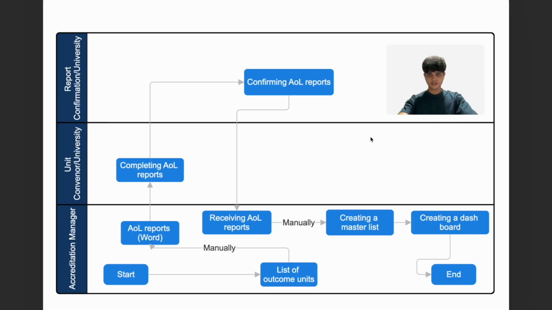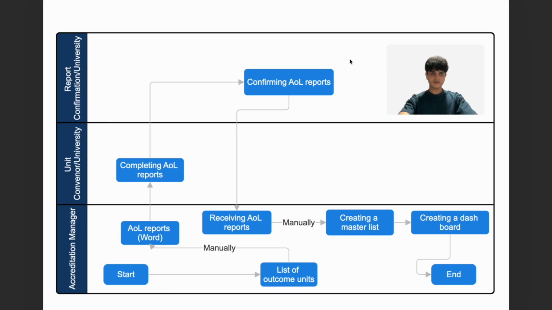This is the current AoL process. You can see all these steps here. It's pretty straightforward. The problem with this process is, when the accreditation manager comes up with the list of outcome units, they have to create AOL reports in Word document manually. Imagine we have 10 outcome units. So the manager has to create 10 Word files.